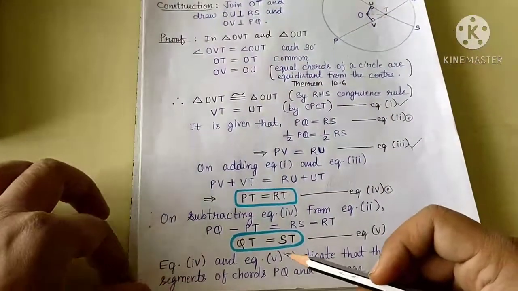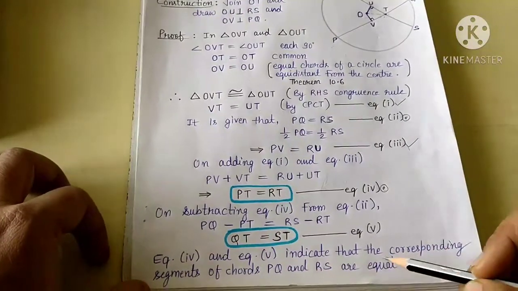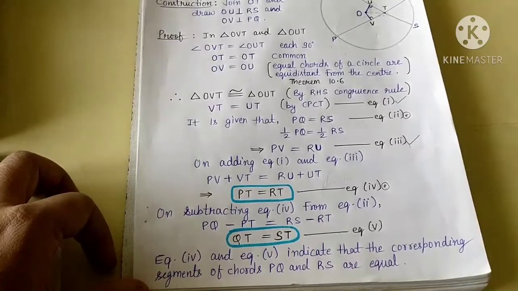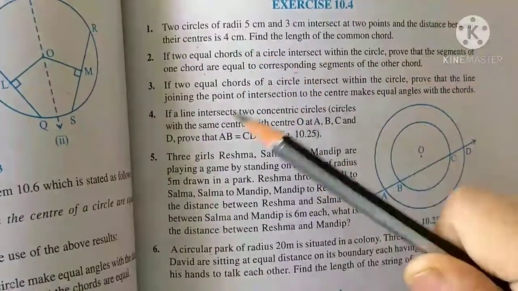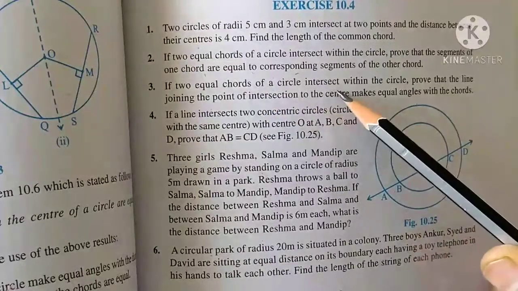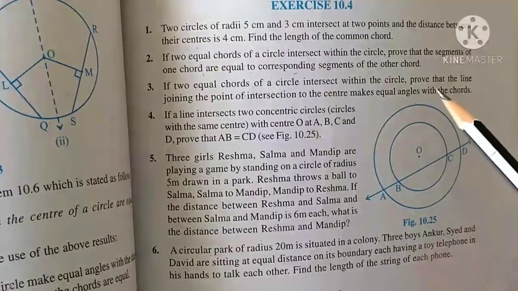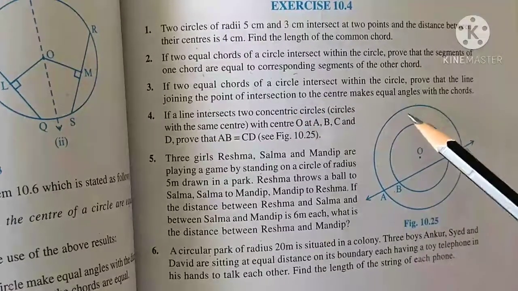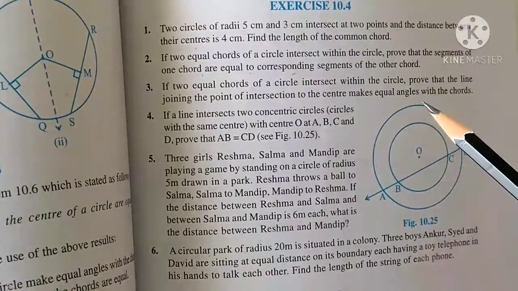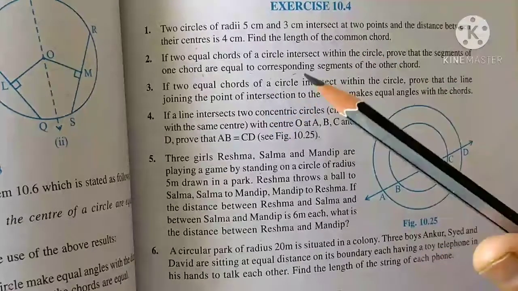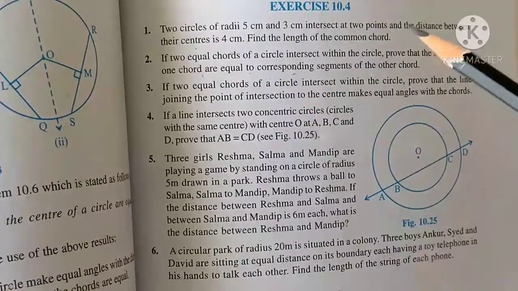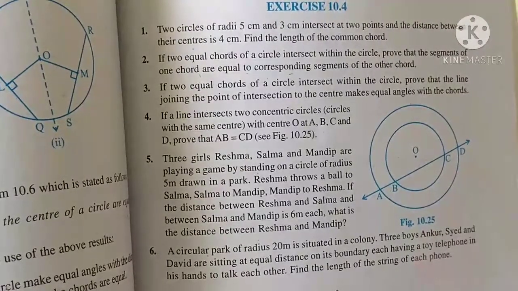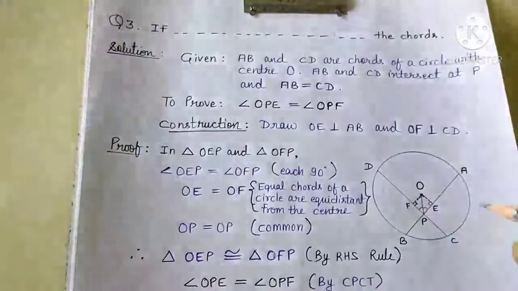So we can say from equation 4th and equation 5th, which indicates that the corresponding segments of chords PQ and RS are equal. Now our question number 3 says that if two equal chords of a circle intersect within the circle, prove that the line joining the point of intersection to the center makes equal angles with the chords. So let's draw this figure first.